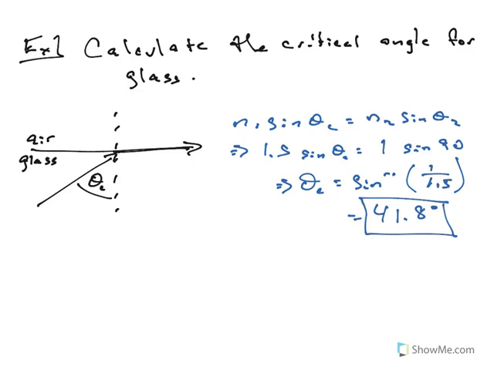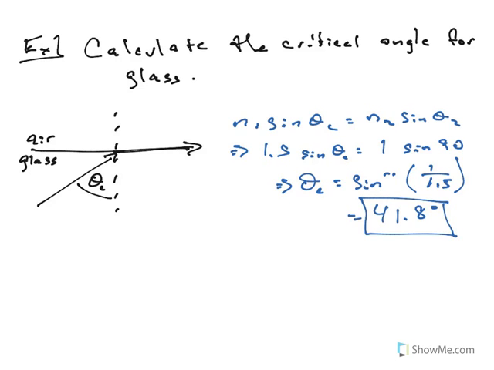How can I change this problem? Well, I could say, what's the critical angle for glass where the light is going from glass to water? Well, the only difference is N2 would be 1.33 instead. Because I'm not going into air, I'm now going into water. But you're always going to do it the same way.